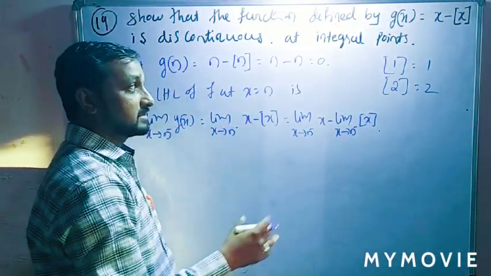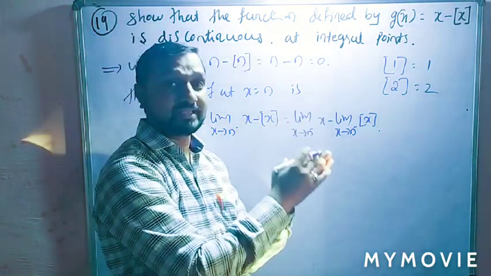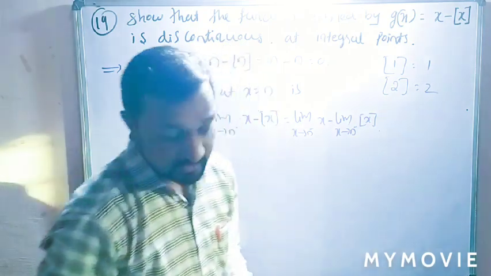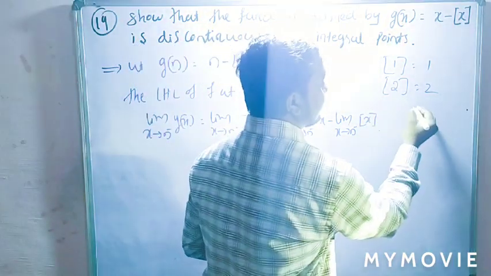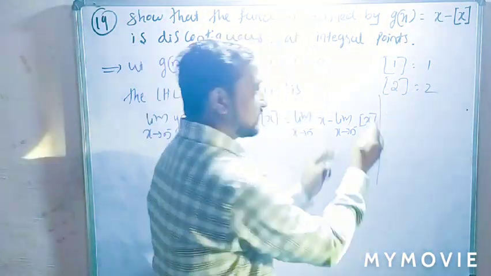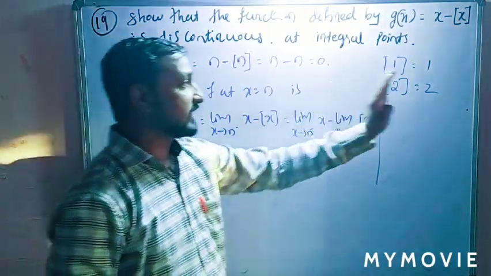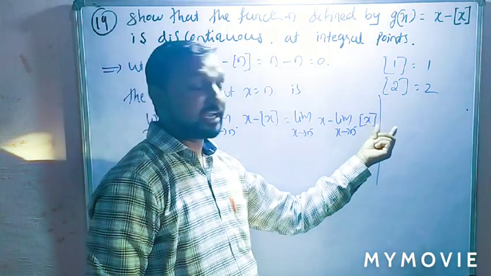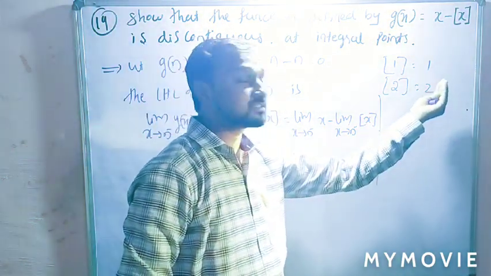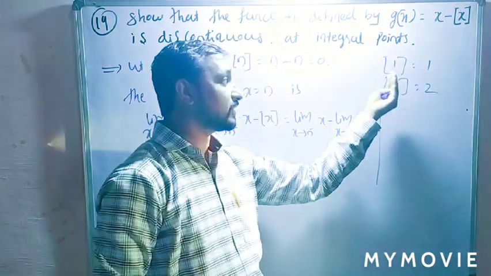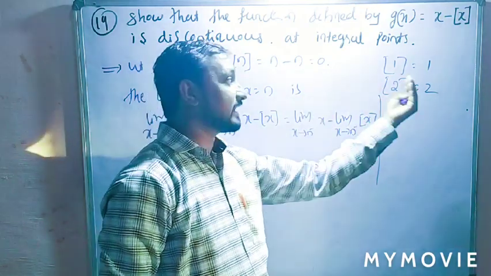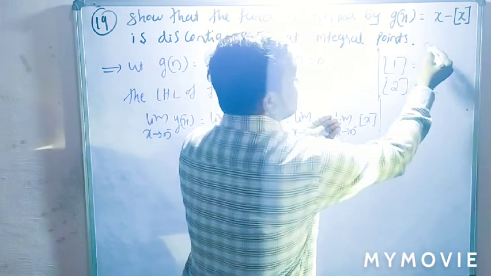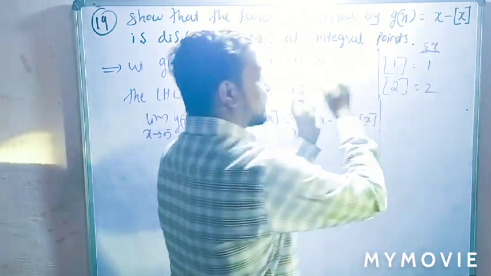LHL is nothing but the left hand limit. I can take 2 as an example. The greatest integer of 2 is 2. The left hand limit corresponding to this point is approached from the left of 2, that is 1.9, 1.8, and so on. And the right hand limit is approached from 2.1, 2.2, like this. Comparing with these examples is very easy.